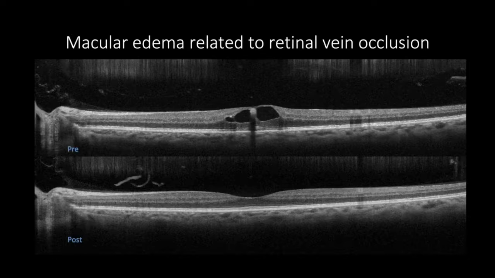This case shows macular edema related to retinal branch vein occlusion with cystic changes and subretinal fluids with intraretinal blood that cast shadow artifact. However, the OCT cross-section shows anatomical normalization with reduced central macular thickness and resolved intraretinal cysts and blood along with subretinal fluids post-treatment.